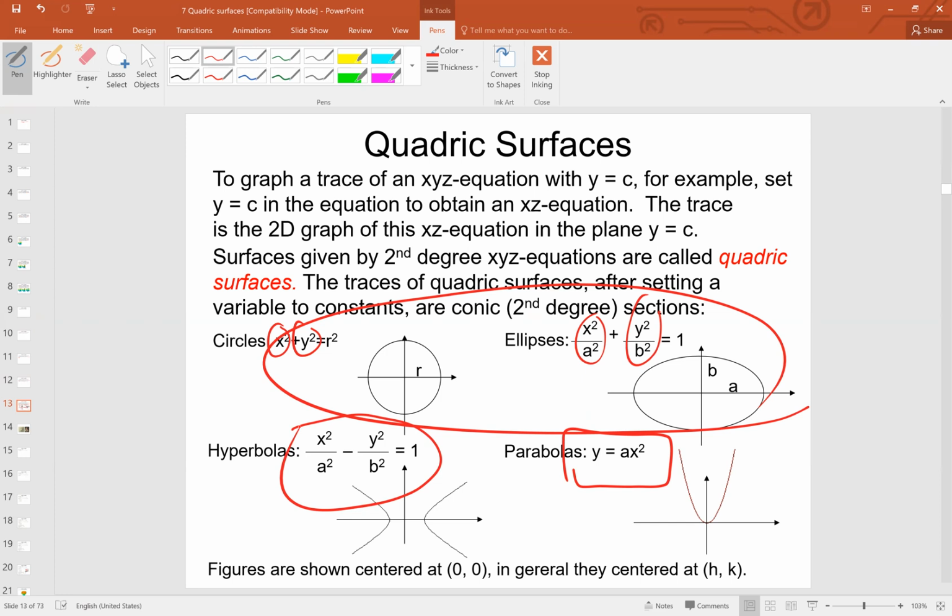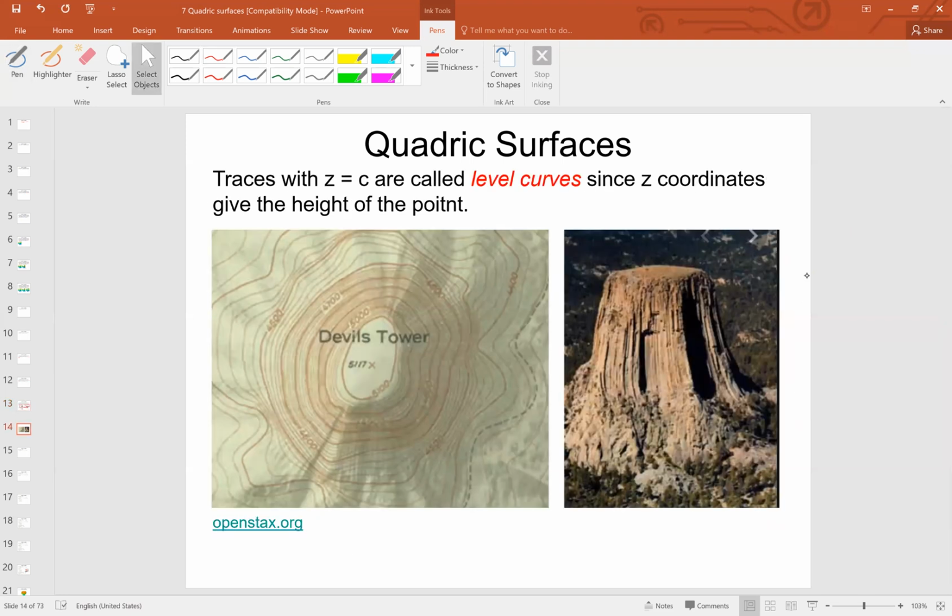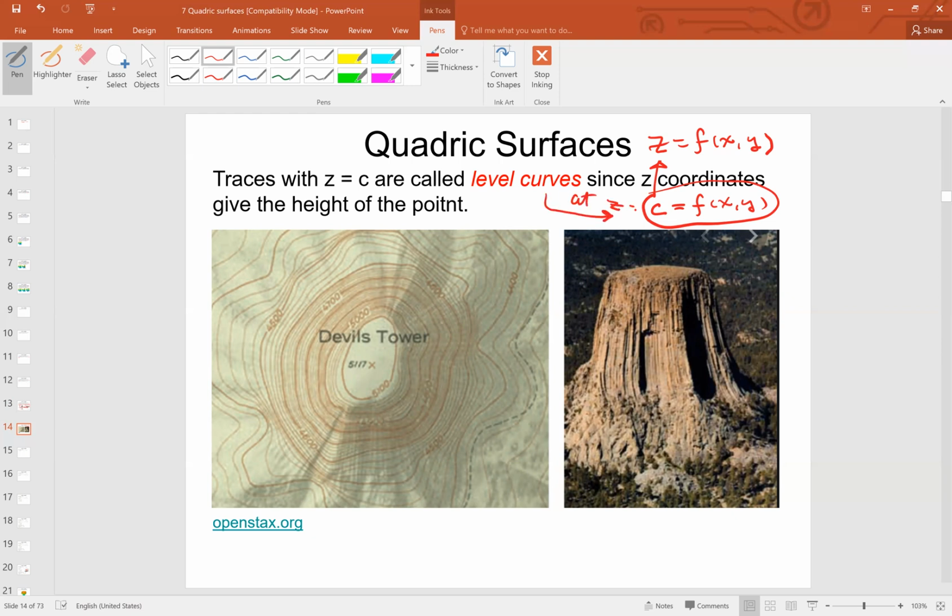The main way we're going to track the shape of the quadric surface is to establish these first, and see if we have traces that look like those. And if I have a function in the form z equal to f of x, y, then I can set z to be different constants. When I set z to be c, I get an equation in x and y. Then I can graph that equation, and what I produce is the level curve at z equal to c.